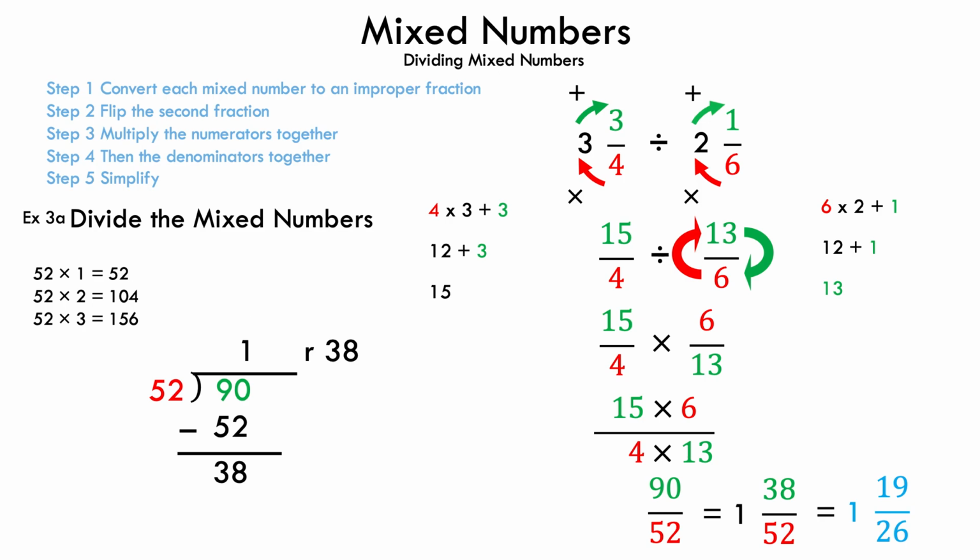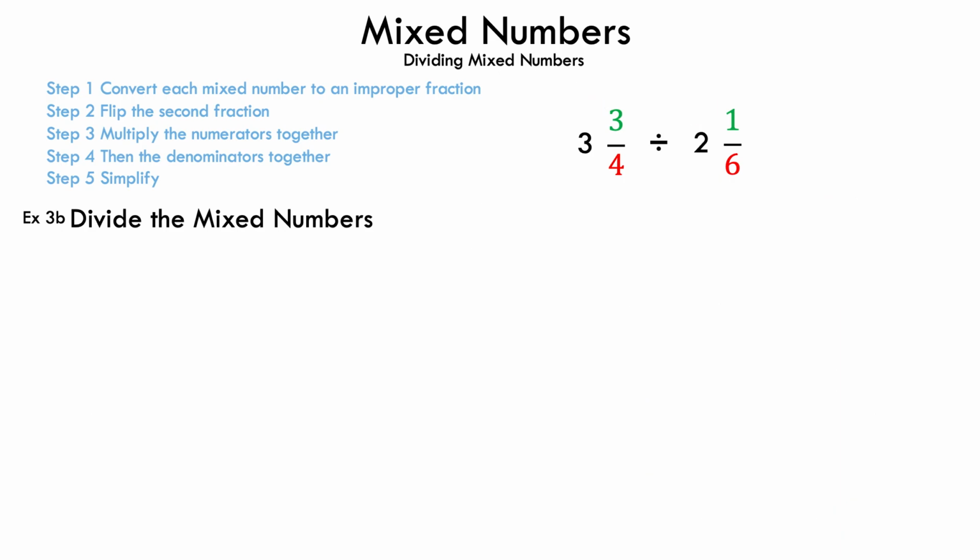Now let's take a look at example 3b, where we have 3 and 3/4 divided by 2 and 1/6. Now some of you may realize, ooh, we have the same question. But we're going to do it a different way, and at the end you get to choose which method you prefer to do. So let's go ahead and get started by converting the mixed numbers to an improper fraction.